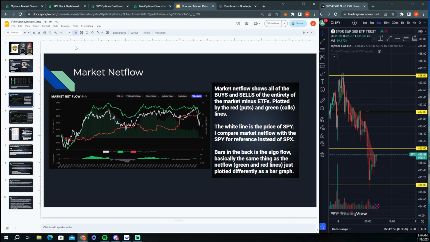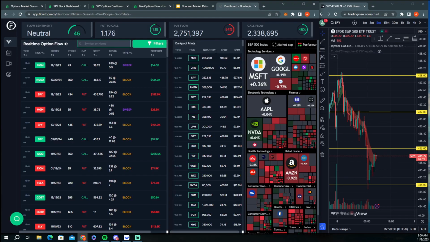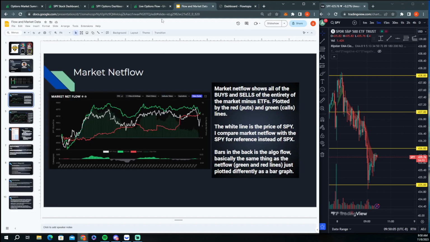Yeah, I do use Flowtopia as well for my strategy, although it's basically all the same stuff, the same data that comes in. No questions about this chart before I move on? This is a pretty crucial chart, guys. I show this all the time in High Roller.